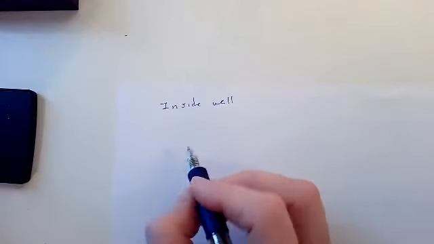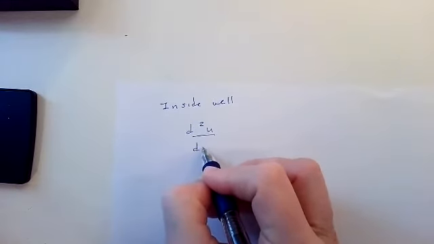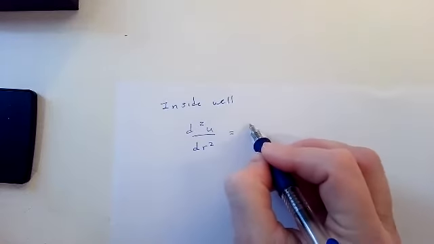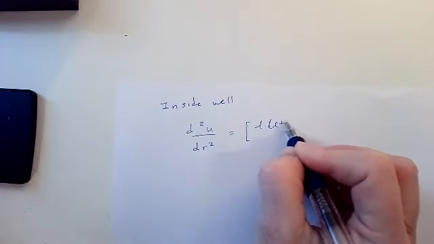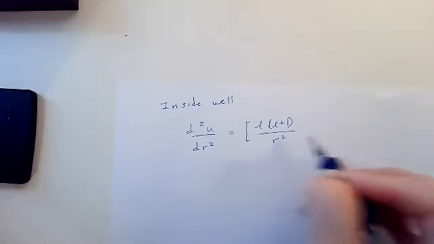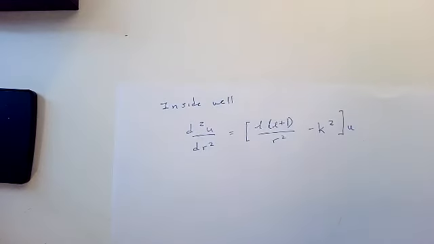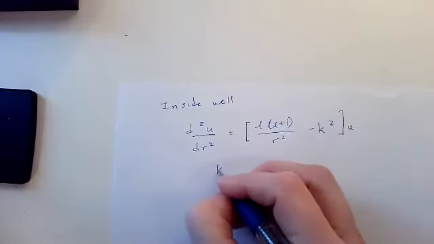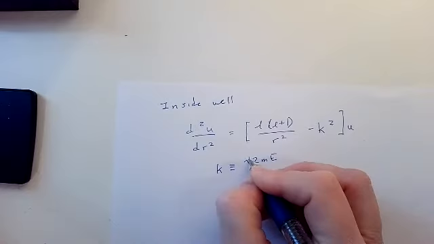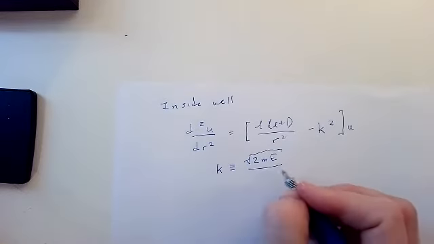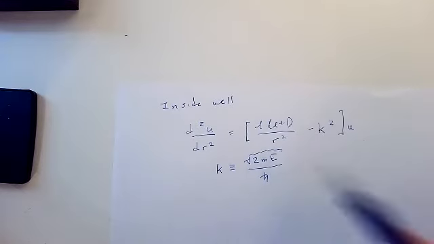So inside our well, our radial equation says something like this. This is just taking that equation that we have on the other page, substituting in and moving some things around. Okay, so what have we done there? Let's define what this k is. This k we've used before. It's the square root of 2mE over h bar, so k squared is just 2mE over h bar squared.